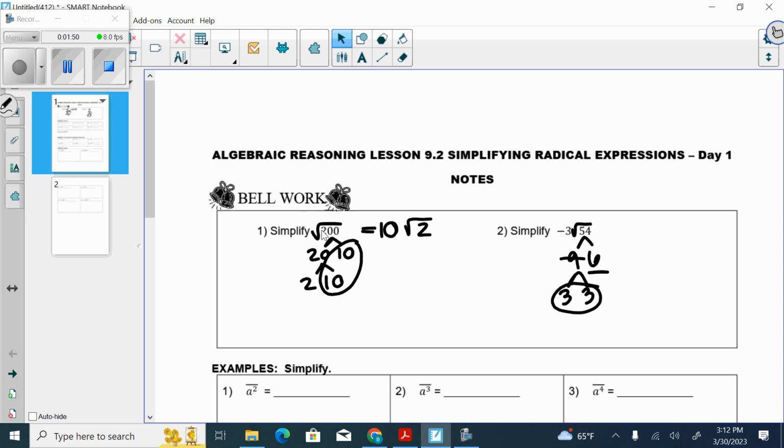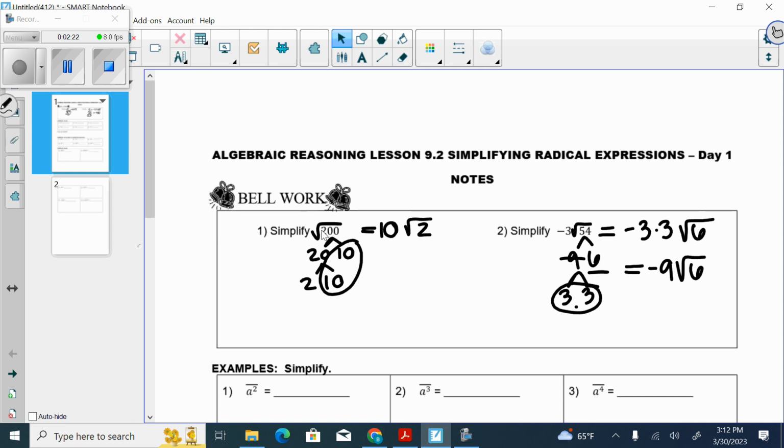So I get to take out a 3 because we found a pair. But what else was already out there? So I've got a -3, and I'm going to take out a 3. What do I do with those? Multiply them. Very good. And then we have what inside still? 6. So what is -3 times 3? -9. So my answer here is -9 square root of 6, right? That's what we've been doing the last 2 days.